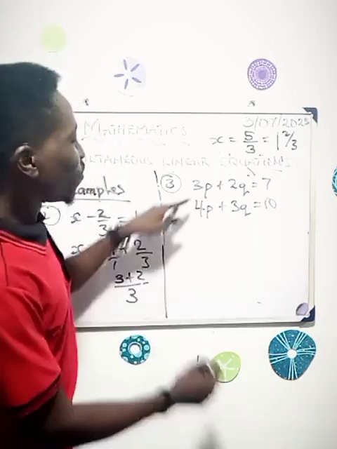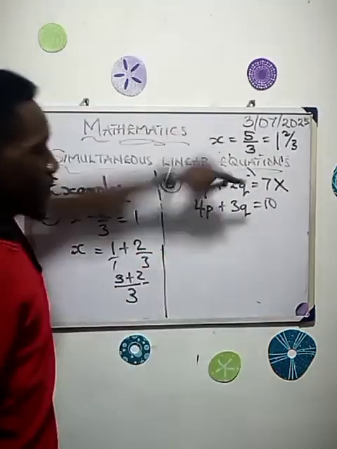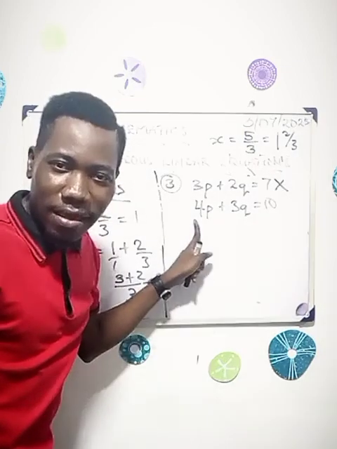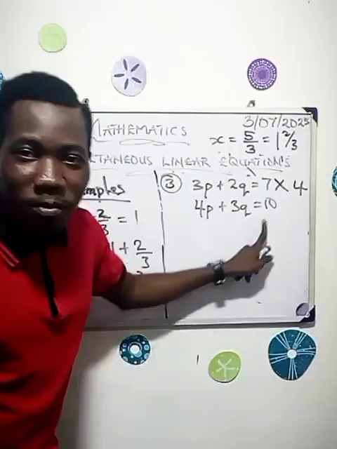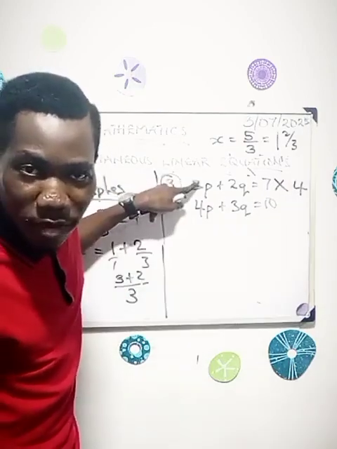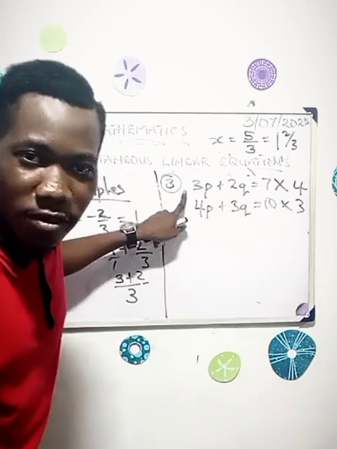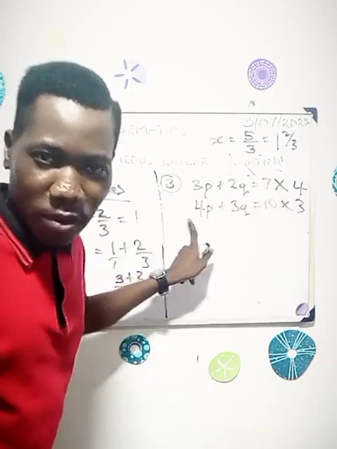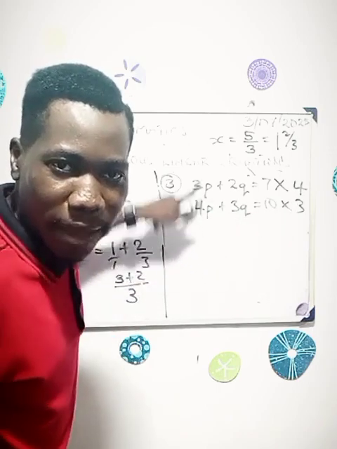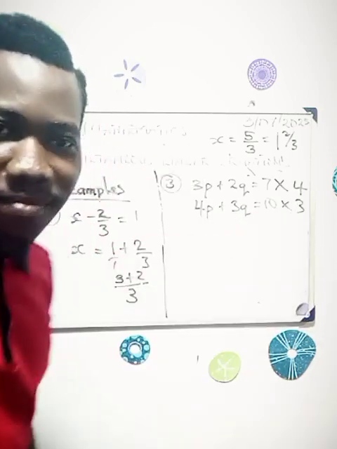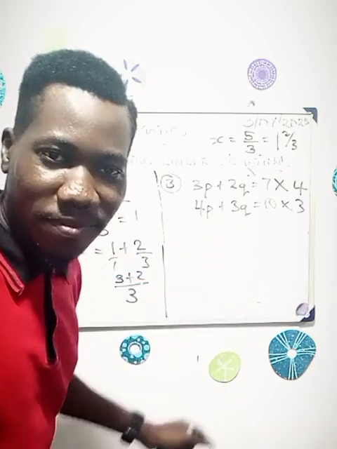Okay, Bukola. So we are going to multiply equation 1 by the coefficient of p here, which is 4, and we're going to multiply equation 2 by the coefficient of p here, which is 3. Multiply the first equation by 4 and the second by 3.